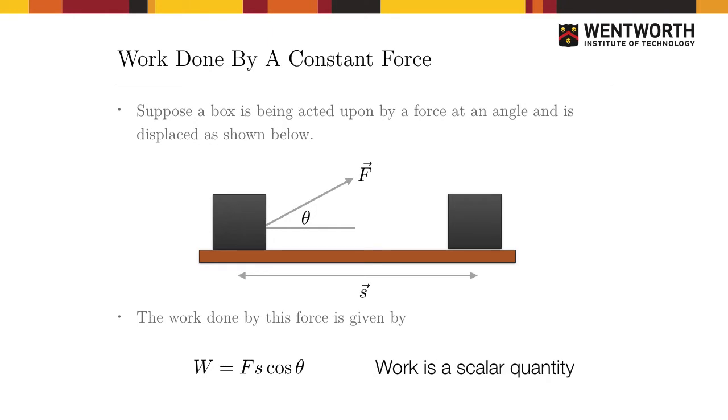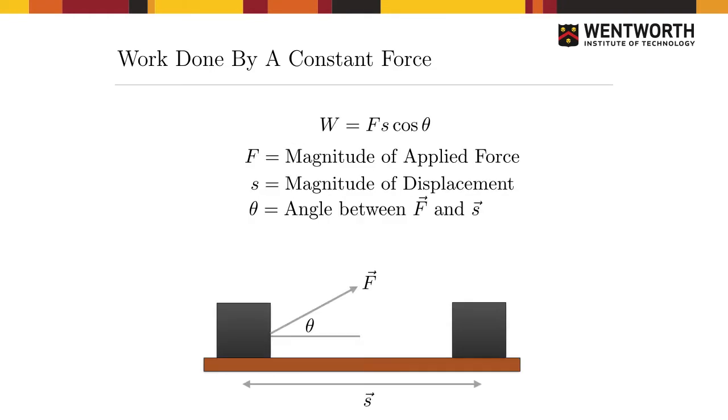Work is also a scalar quantity, although it can be positive, negative, or zero. Just to summarize, if you're computing the work done by a constant force, you need the magnitude of the force acting on the object, the magnitude of the displacement, and the angle between the force and the displacement.